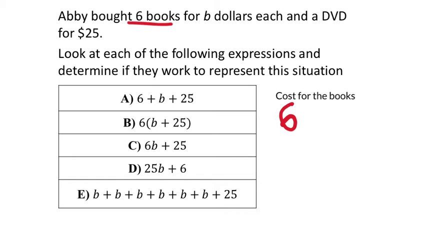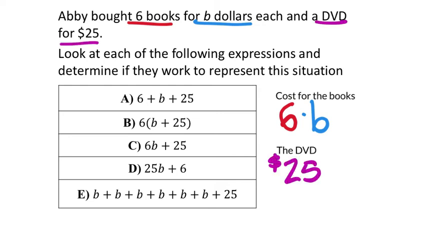And how much does each book cost? Because that's what I would multiply the 6 by, 6 groups of this many dollars. We just don't know how many dollars it is. So even though it kind of looks like a 6, it's a B. 6 times B, okay? But then in addition to that, Abby's also going to purchase the DVD, which it tells us up here is 25 bucks. So we just need something to match that. And as an expression, that means you'd take the cost of the books, 6 times B, and to figure out the cost, you would add the cost of the DVD, which is 25.